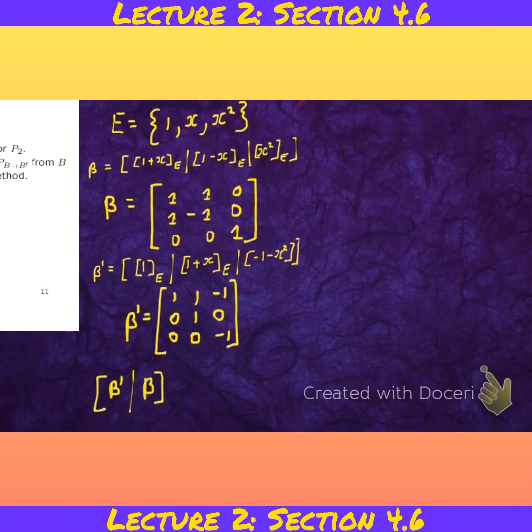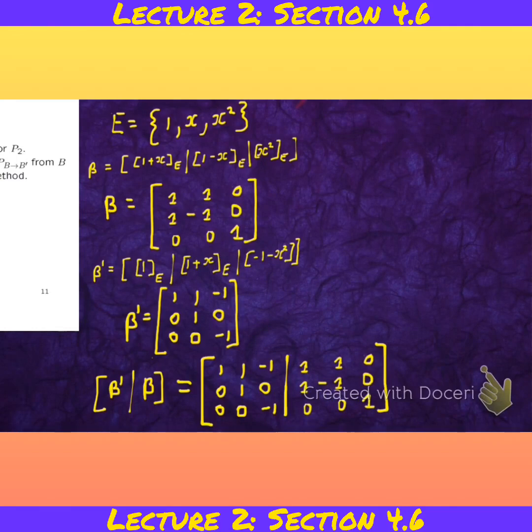Okay, so we want to set up that augmented matrix B prime B, and then what I eventually want to do is reduce it to that form there. So we need to do that now. There we've got our matrix B prime, and there we've got our matrix B. And now, putting all of that together and doing row reductions, we can get the following.